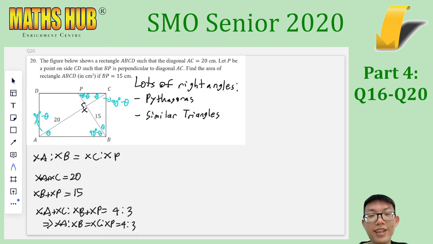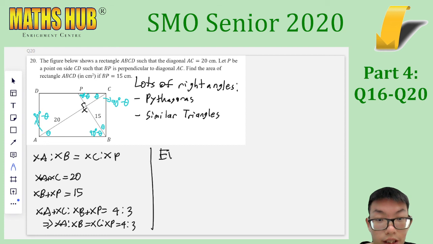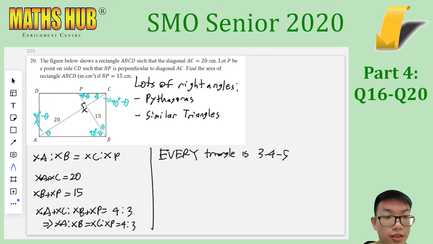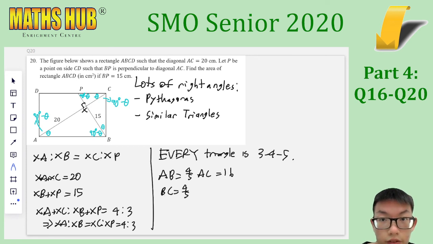And that means that literally everything in this triangle is a 3, 4, 5 triangle. So every triangle is 3, 4, 5 in this figure. So since every triangle is 3, 4, 5, then we are basically done. So AB would be 4/5 of AC, which is 16. Meanwhile, BC would be 4/5 of BP, and that is equal to 12.